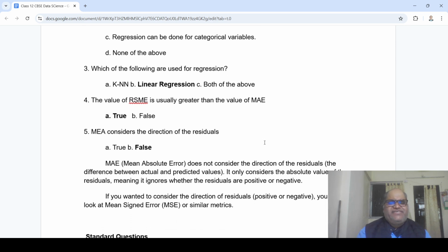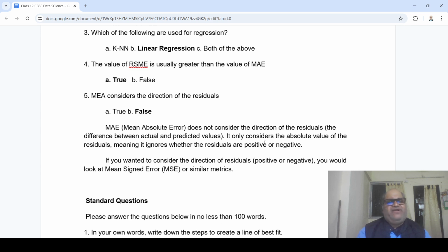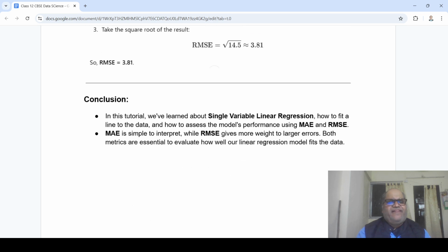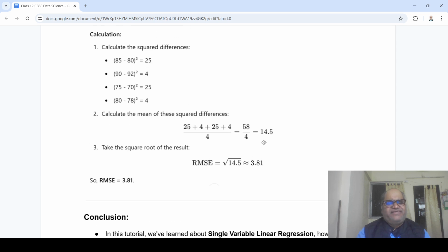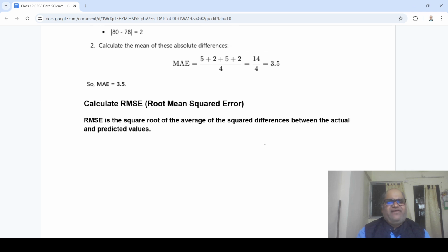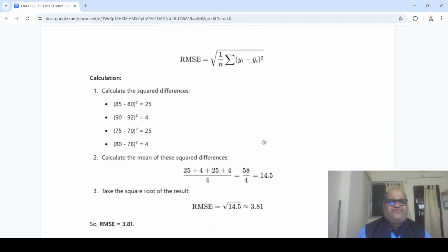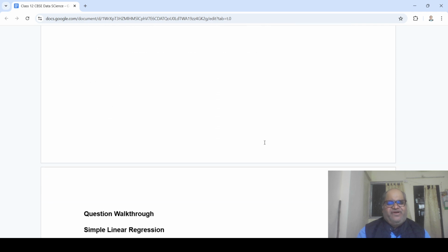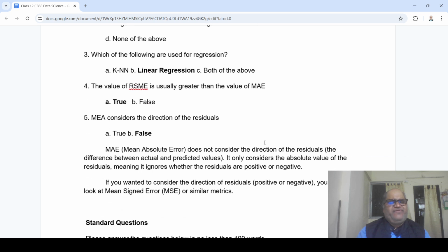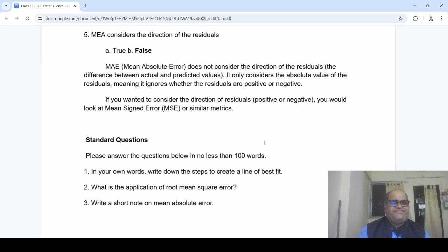The value of RMSE is usually greater than the value of MAE. So look, this is why this question is very important. You saw it even in your example, and I would like to focus here. Your RMSE for the same data set is 3.81, and your MAE for the same data set is 3.5. And why is it so? Because in the case of mean square error, you are squaring the term, so you are amplifying it, and so it is always going to be higher than MAE. This could be one of the very good questions to keep in mind, and I have seen it being tested regularly in your exams.